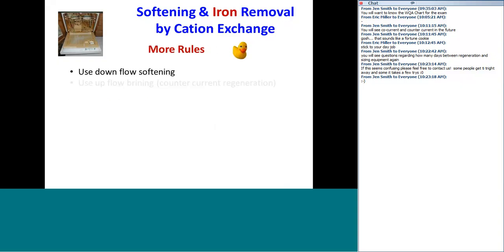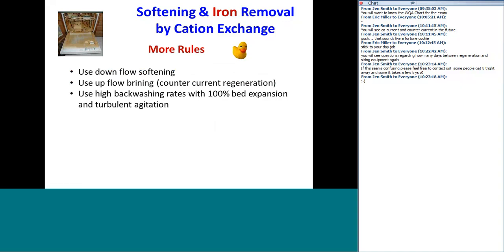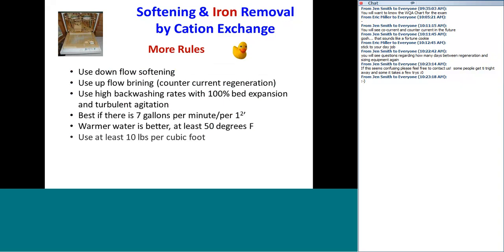A few more rules: use downflow softening, but it's best if you can use upflow brining or countercurrent regeneration. Use high backwashing rates with 100% bed expansion and turbulent agitation. Best if there's 7 grains per minute per cubic foot. Right. Warmer water is better, at least 50 degrees Fahrenheit. Use at least 10 pounds per cubic foot if you have iron in the water. And use a complete soft water regeneration if you're able to. A soft water regeneration is definitely better when you have iron and manganese in the water. Use a resin cleaner periodically.